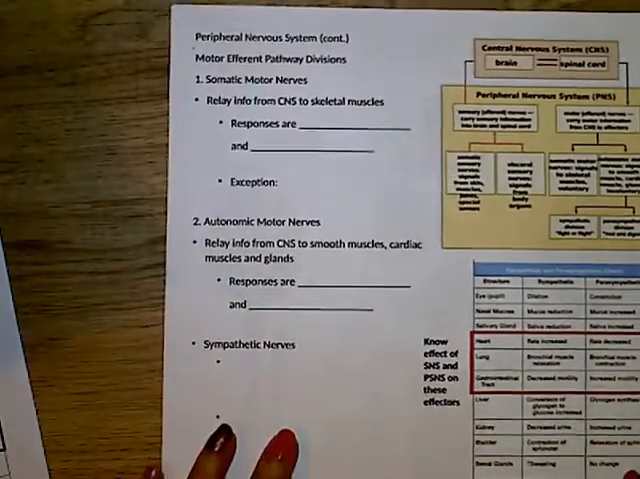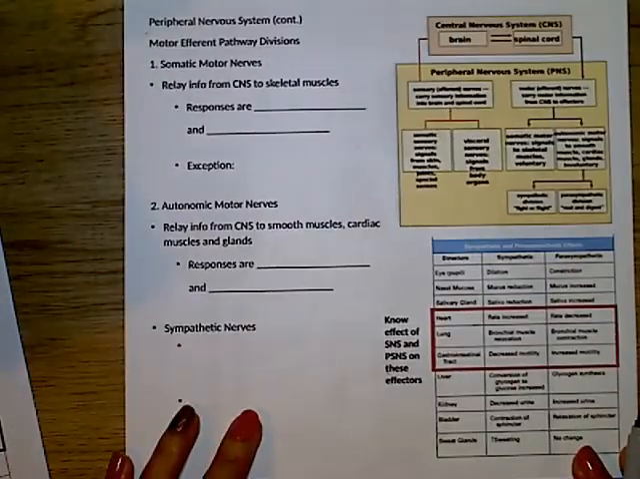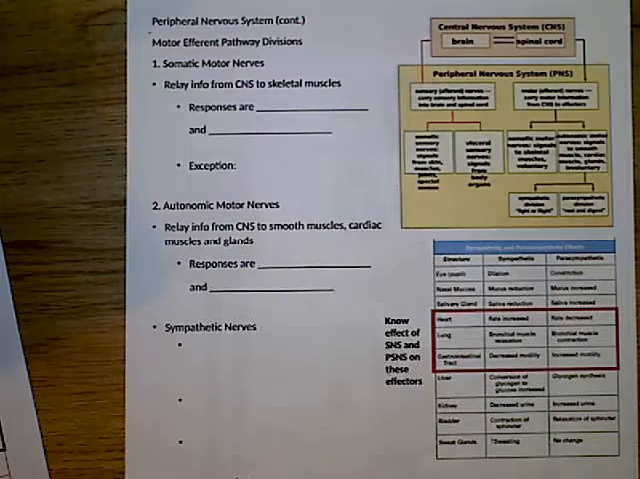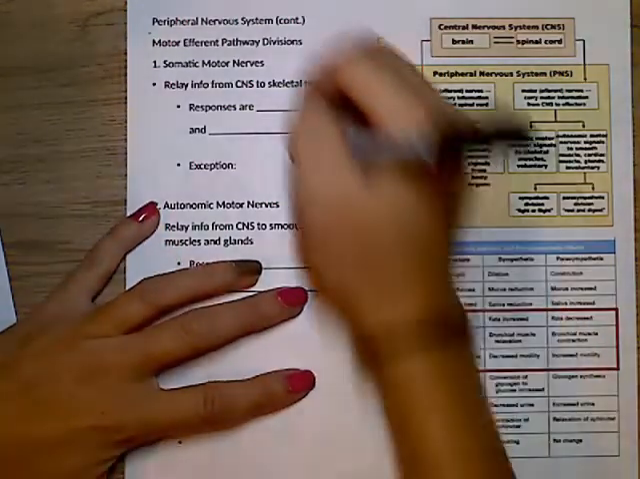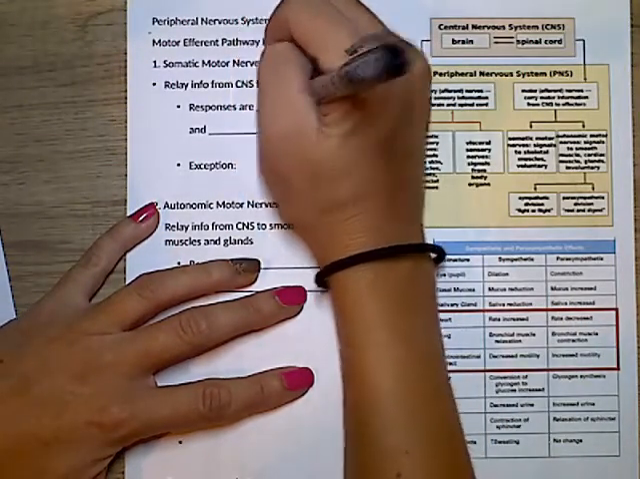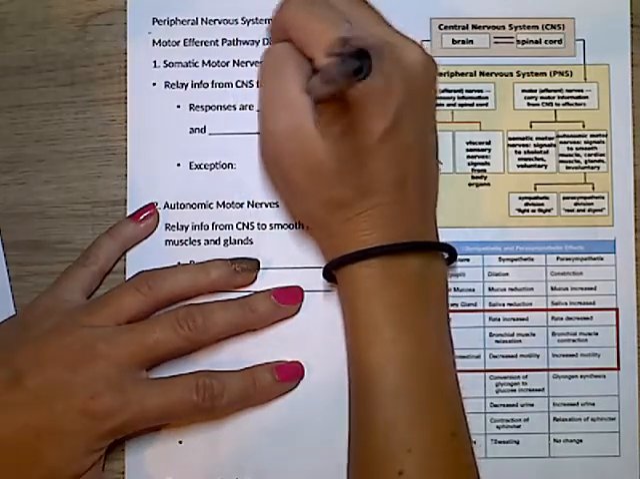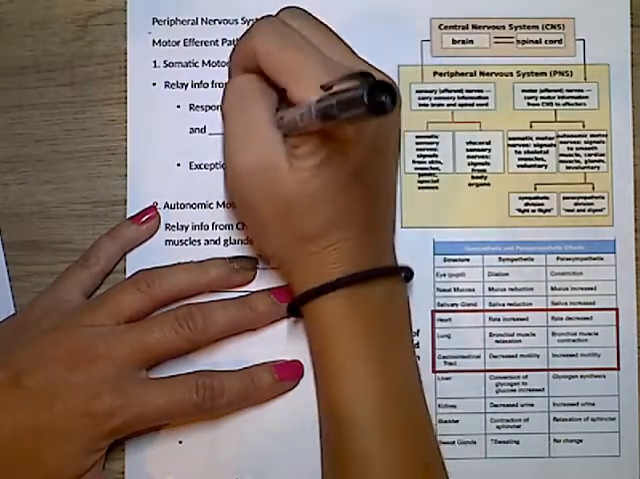All right, we're still on the peripheral nervous system and looking this time at the motor efferent pathway divisions. So these are somatic motor nerves, and they relay information from the central nervous system to your skeletal muscles. So the muscles that are controlling your motor movements. And the responses for this are conscious and voluntary.